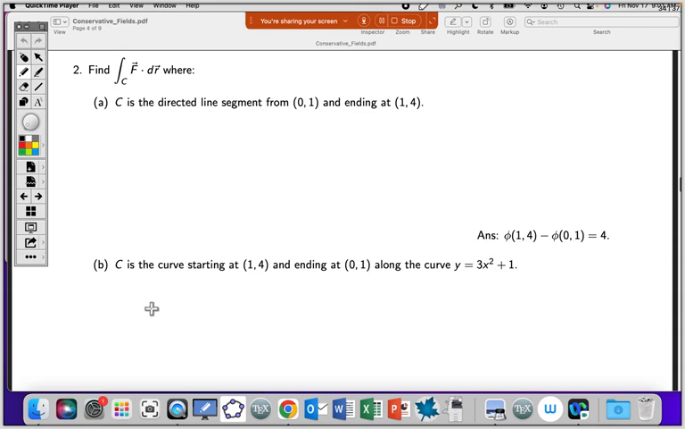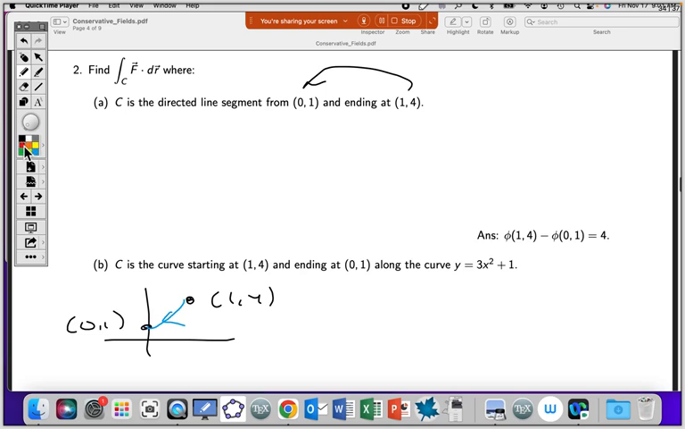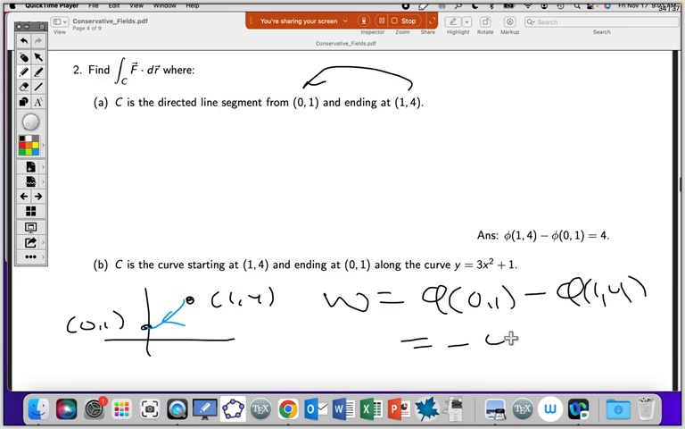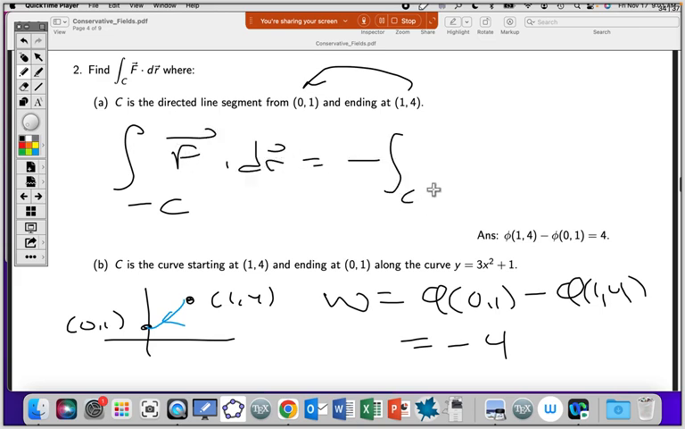If C is the curve starting at (1, 4) and ending at (0, 1), so notice now we're going backwards, then the work done would just be phi of (0, 1) minus phi of (1, 4). We would just get the exact opposite work we did before. Now we did know that work integrals are directional. In other words, if you look at the work done in reverse direction, you're going to get the opposite work. We knew that if we were going along the same curve C.